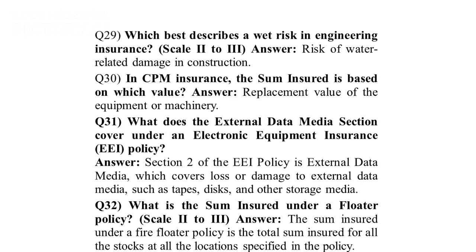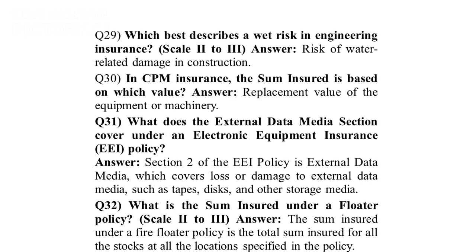Q31, what is the external data media section cover under an electronic equipment insurance, EEI, policy? Answer, Section 2 of the EEI policy is external data media, which covers loss or damage to external data media, such as tapes, disks, and other storage media. Q32, what is the sum insured under a floater policy?